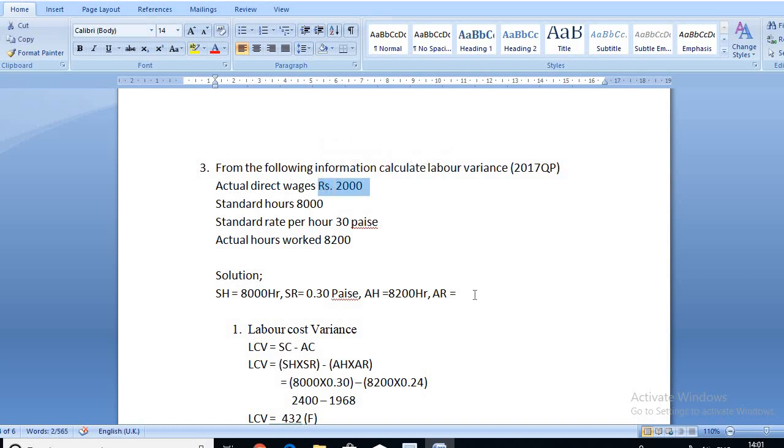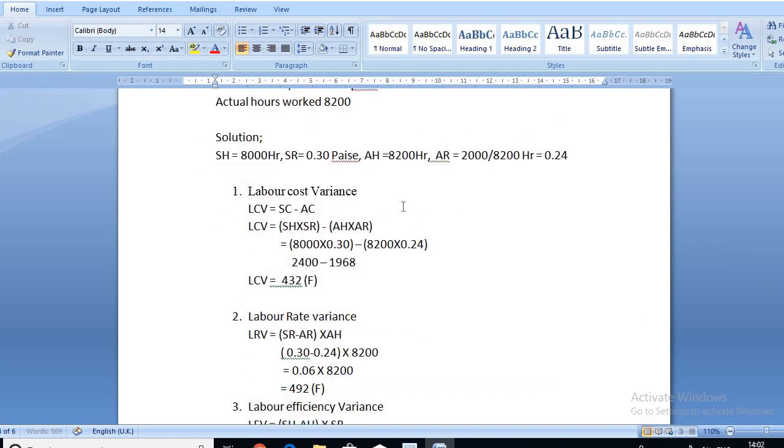Then how much is 1 hour? So AR. So 2000 rupees is paid for 8200 hours. And how much for 1 hour? For 1 hour 0.24, that is 24 paisa. So this is the way to calculate actual rate.